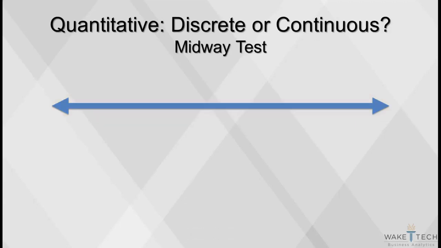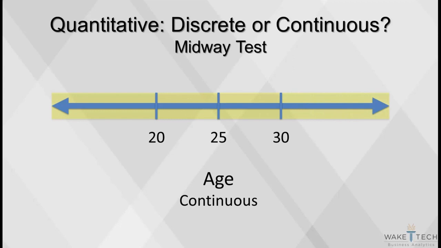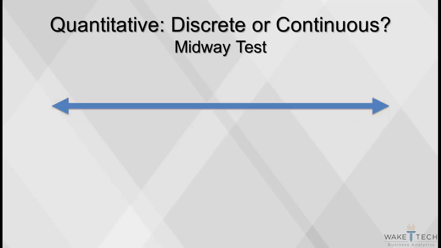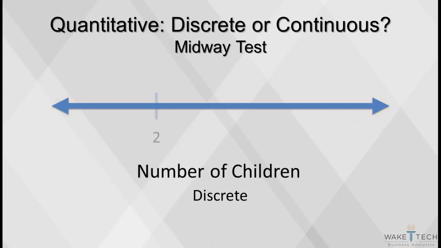To determine whether a variable is discrete or continuous, use the midway test. If for every pair of values of a quantitative variable, the value midway between them is a meaningful value, then the variable is continuous. Otherwise, it's discrete. For example, age is continuous because the difference between ages 20 and 30 is meaningful. An example of a discrete variable is the number of children in a family. You can see here that 2.5 does not make sense.